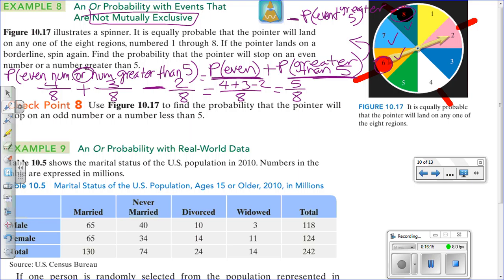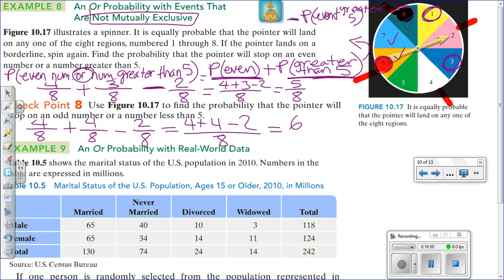Now for the checkpoint, to find the probability that the pointer will stop on an odd number or a number less than 5, we have 4 numbers that are odd, and we have 4 numbers that are less than 5. And how many numbers do we have that are both less than 5 and odd? That will be 3 and 1. So that will be 2 out of 8 possible numbers. So here we have 4 plus 4 minus 2 over 8. So that will be 6 over 8, which is 3 over 4.